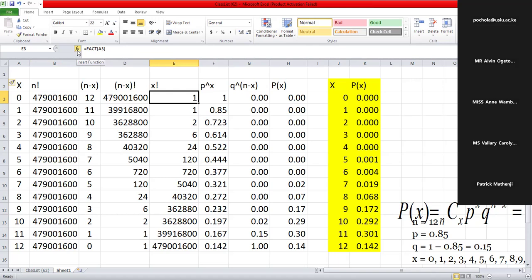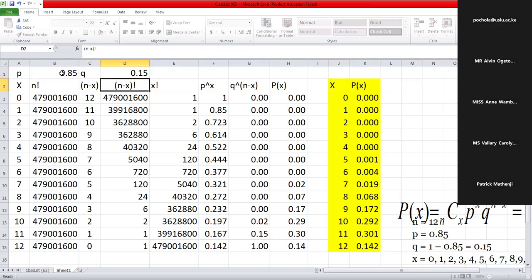So this is important. Now I'm just going to change something here. Later on I'll tell you why I'm doing this. I want to write my P here. P here was 0.85. And what was my Q? My Q was 1 minus that, 1 minus 0.85.